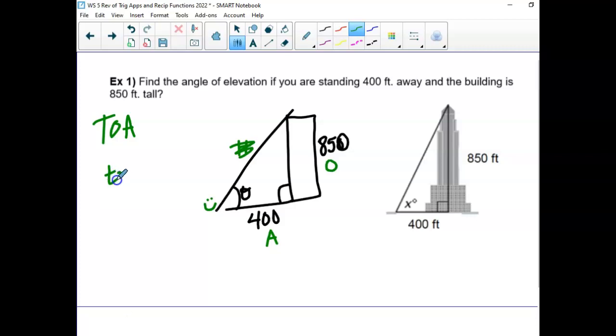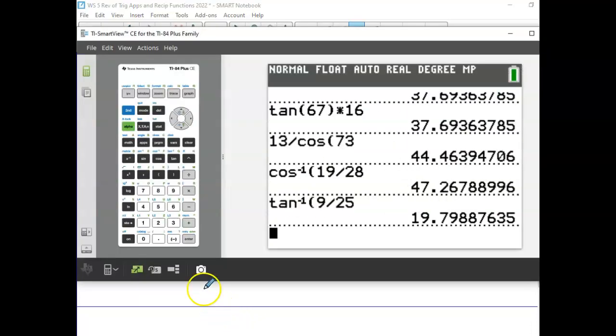So I can write the tangent of the angle, which I don't know, so I'm just going to write theta, equals, be careful, it's O over A, so it's 850 over 400. And I don't care if you write this down or not, but this is how you type it in the calculator to work backwards. Maybe it would help some of you to write it down. But on a quiz, you can write one or the other of these. You don't have to write them both to show your work.